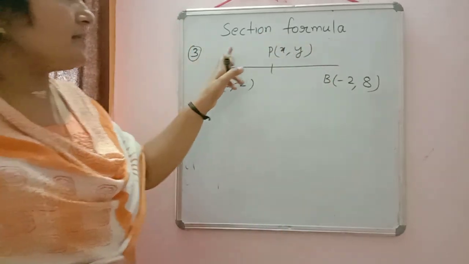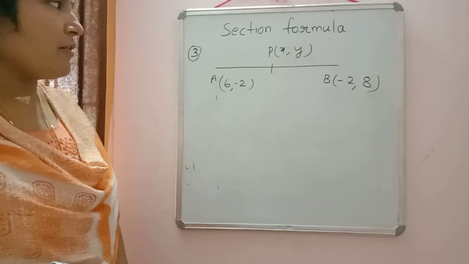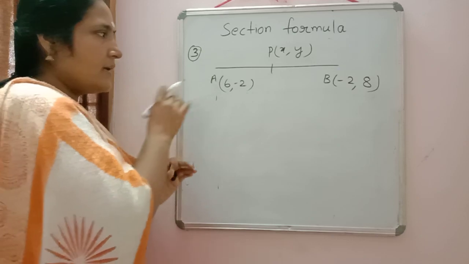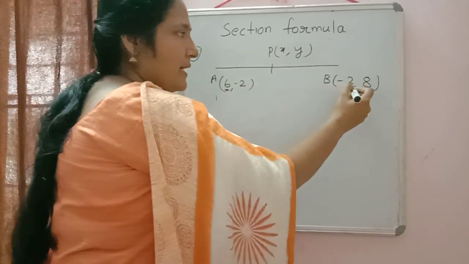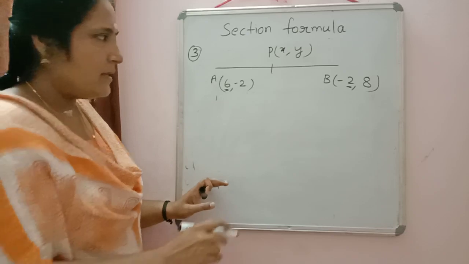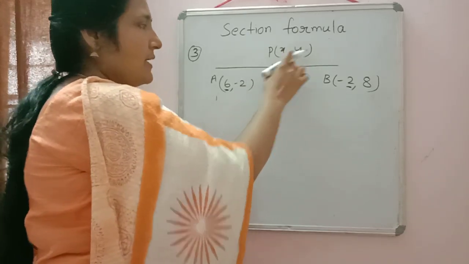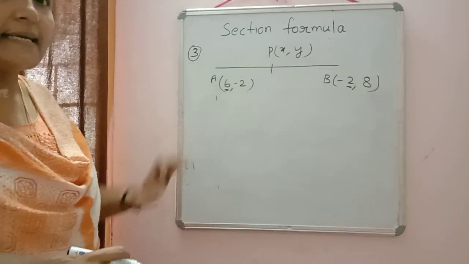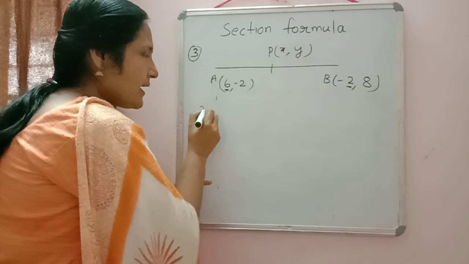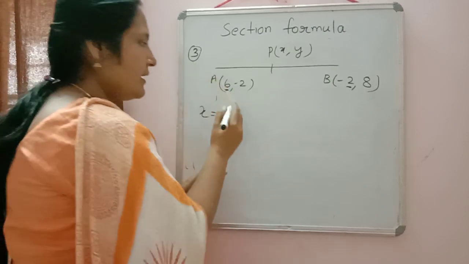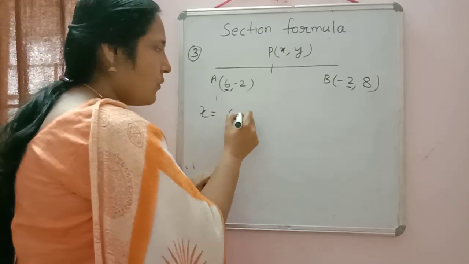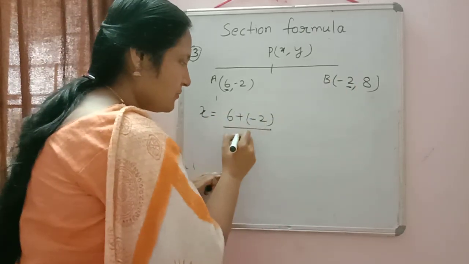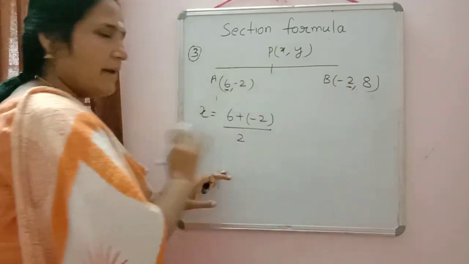Either you can use the concept of ratio or we wrote the formula there. If P is the midpoint of AB, then the x coordinate is equal to x1 plus x2 divided by 2. Similarly, the y coordinate we will calculate as y1 plus y2 divided by 2. So that concept we are going to use here. So x coordinate is equal to x1, we have 6, plus x2, in place of x2 we have minus 2, by 2.